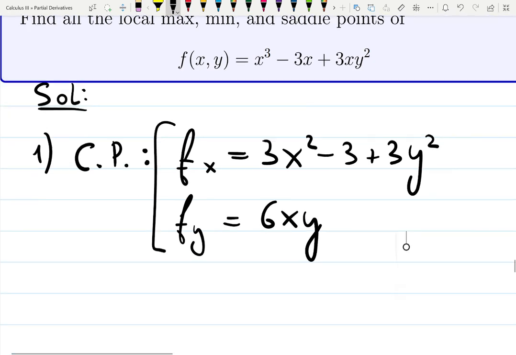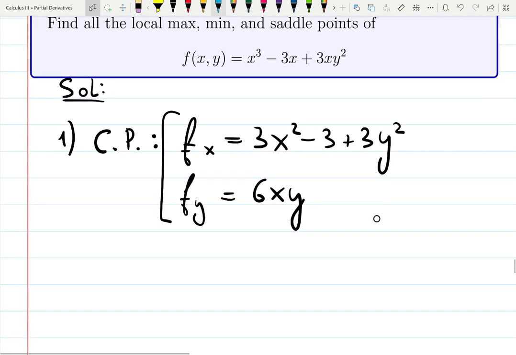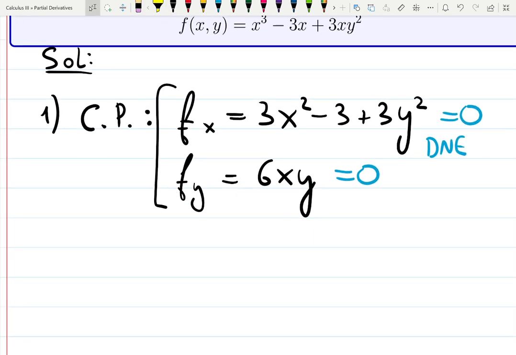But the goal is to find critical points. We need to solve this for 0, zeros, and DNE's if there are any. As you can see, we don't bother you with fractions, so there will be no DNE points. Polynomials are all continuous. There will be no singular points, as we call the bad points. They're only stationary points.